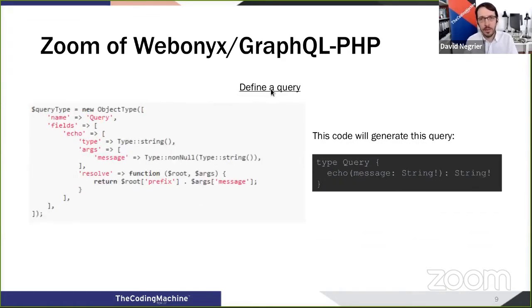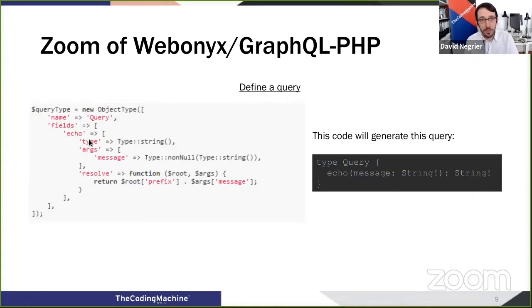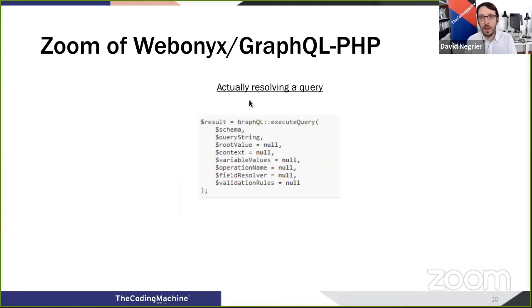If I want to declare a query, I'm creating a type query whose fields are here. It's actually exactly the same thing as defining a type, because in GraphQL, a query is a field on the type whose name is query. And finally, if I want to resolve a query, I can call the execute query static method, passing in the schema. The schema is an object containing all the types that I have declared. I'm passing in the query string, so the GraphQL query, and it will return an array that I can cast to JSON and return to the client.